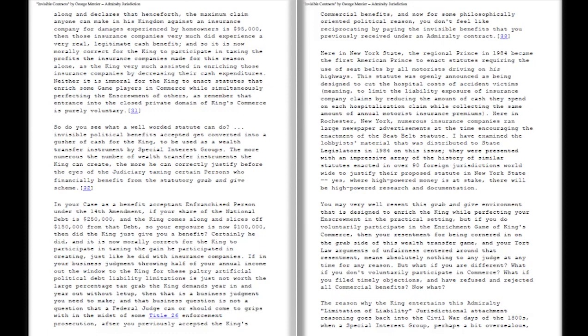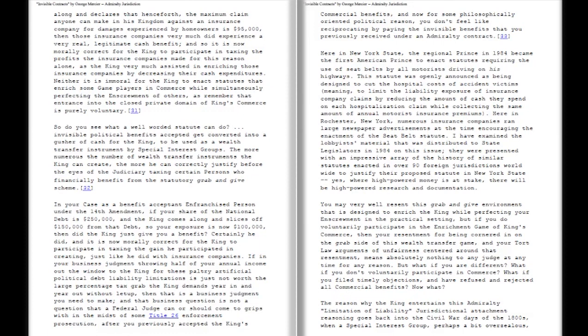Here in Rochester, New York, numerous insurance companies ran large newspaper advertisements at the time encouraging the enactment of the seatbelt statute. I have examined the lobbyists' material that was distributed to state legislators in 1984 on this issue. They were presented with an impressive array of the history of similar statutes enacted in over 90 foreign jurisdictions worldwide to justify their proposed statute in New York State. Yes, where high-powered money is at stake, there will be high-powered research and documentation.